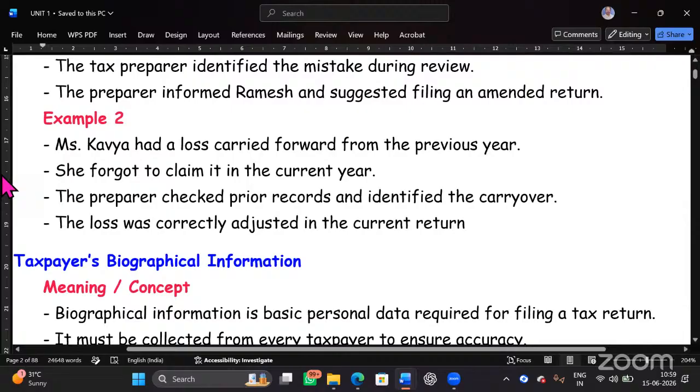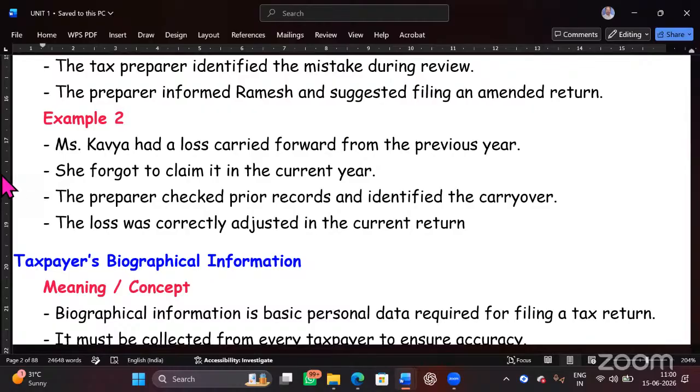Ms. Kavya had a loss carried forward from the previous year. For example, Kavya runs one business. Last year she had a loss of $4 lakh. So, with a loss last year, she didn't pay any tax last year. In the current year, Kavya generated business income, a profit of 10 lakh.